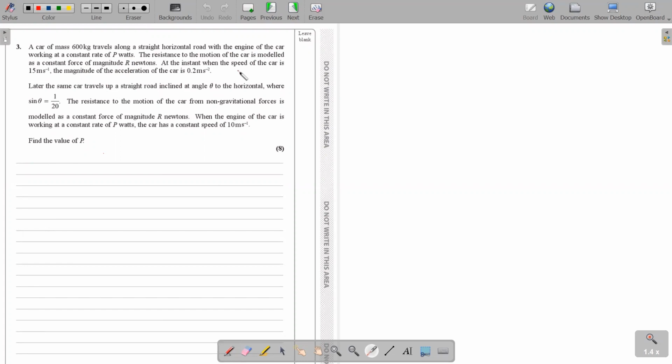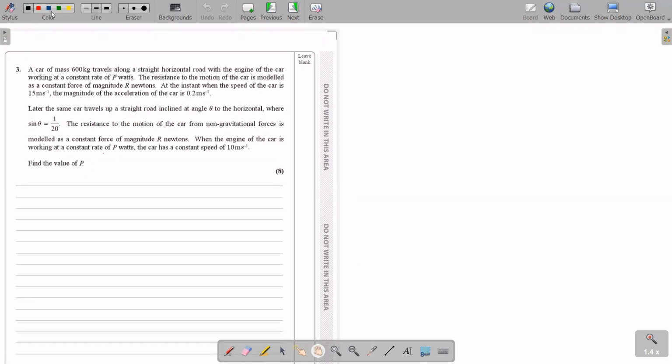Okay, first shall we draw this, because afterwards they say the car is traveling up along an inclined straight road. Okay, first we'll draw the first diagram. A car of mass 600 kilograms.